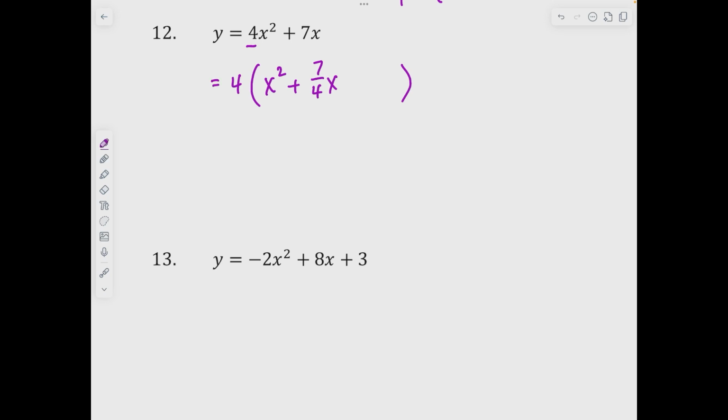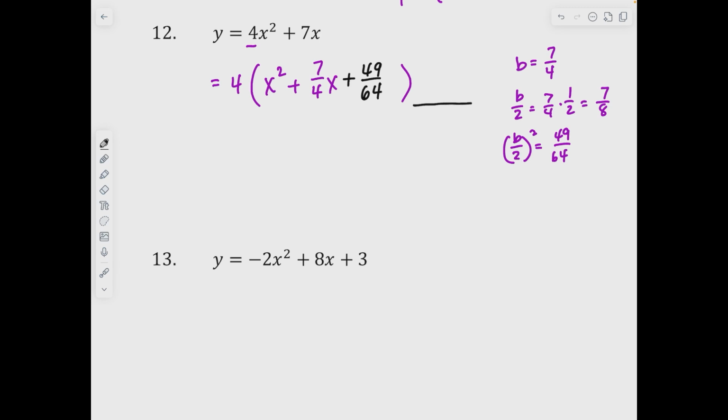Okay, now what happens is this. Your b value is 7 over 4. When I cut it in half, that means 7 over 4 times 1/2. That's 7 over 8. And when I square that, 7 times 7 is 49. 8 times 8 is 64. That is the number that completes the square. So the 49 over 64 will go here.